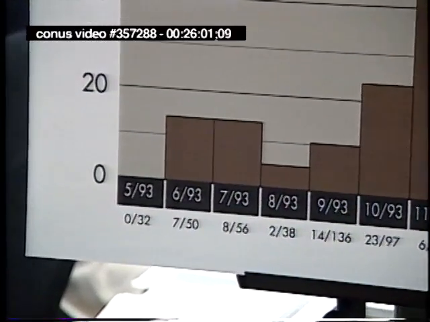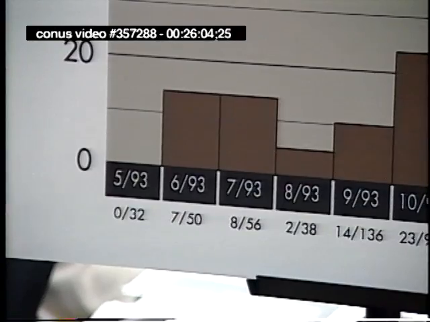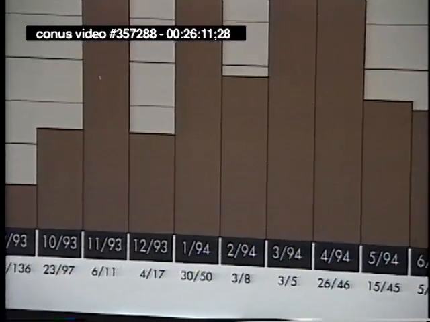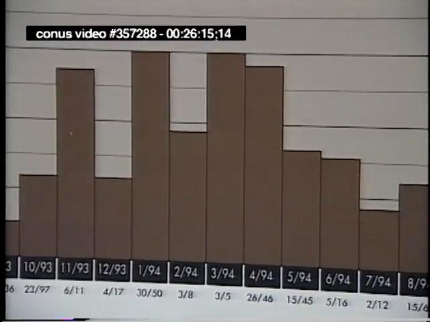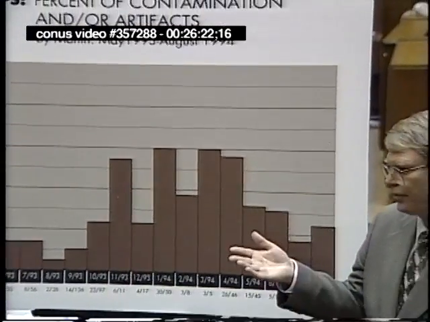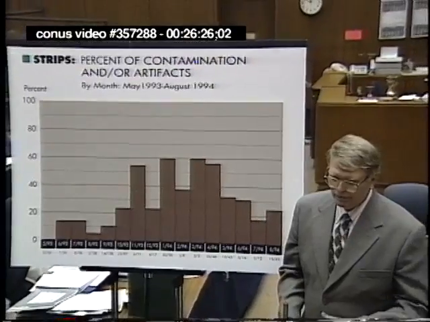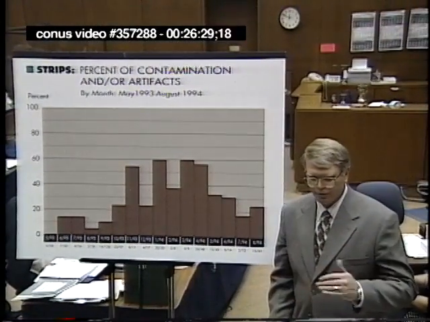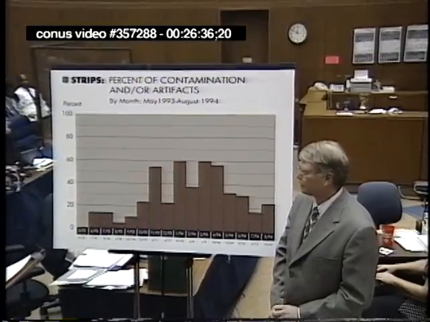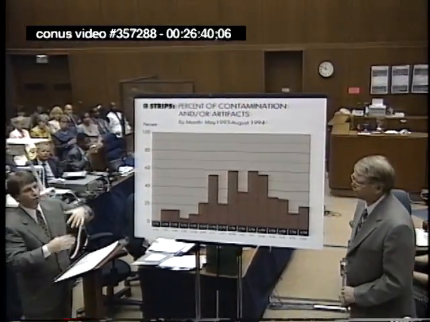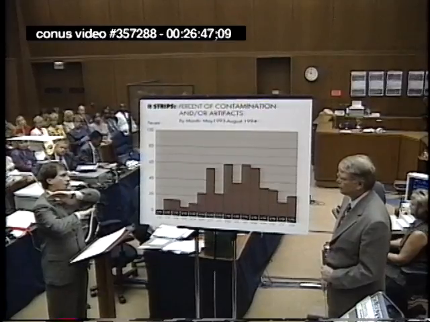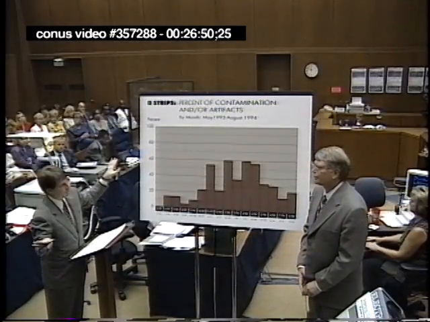Now, did you also look at what are known as runs? Yes. What is a run as opposed to these strips? On a given day, you will test a series of strips. It can be a minimum of perhaps 8 or as many as 30 or 40. But on a given day, if you look at all of those strips, that's called a run. So in other words, these are the individual strips by month. Those are the individual strips. And did you compile an analysis of runs, all the strips in a day, to see whether or not there was a definite contaminant on a run that didn't represent an artifact in any way? I did.